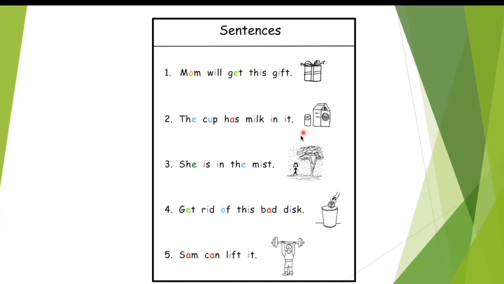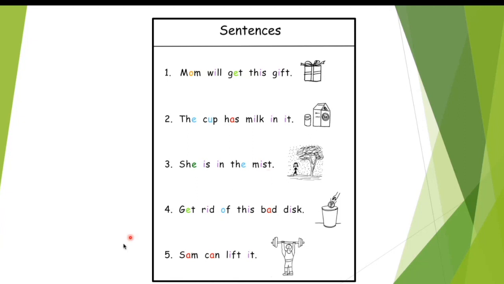All right, good job. Now, look at this girl. Where do you think she is? Okay, let's try to read a sentence for us to know. She is in the mist. So where is she? She's in the mist.